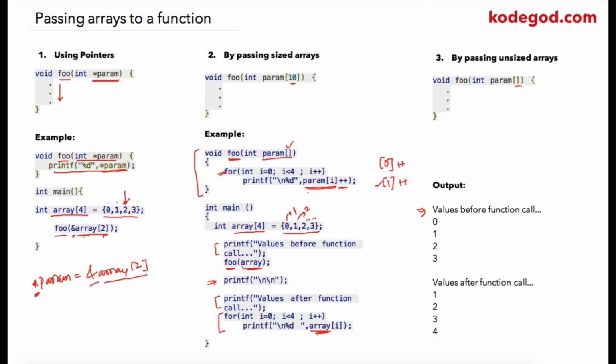So our final output is, values before function call. Because this is a function call, these statements get executed. We are displaying current values, and at the same time the values are getting incremented, and then when the controller comes back to the main function, where we are displaying the values of the array which have now changed, the compiler will print 1, 2, 3, 4. This is a very important example which shows that arrays are always passed by reference. We have also seen how we can pass a complete array with the help of unsized or sized arrays.